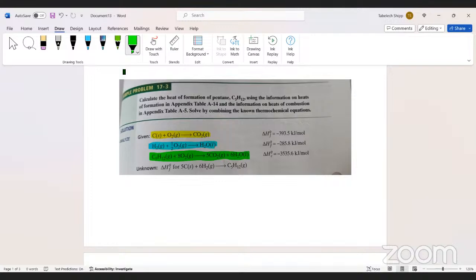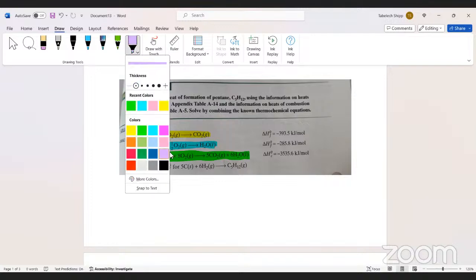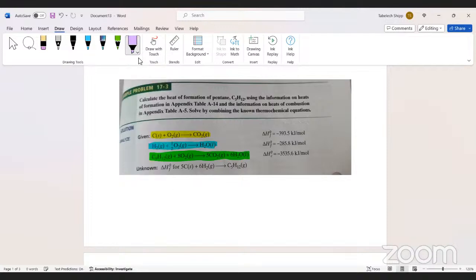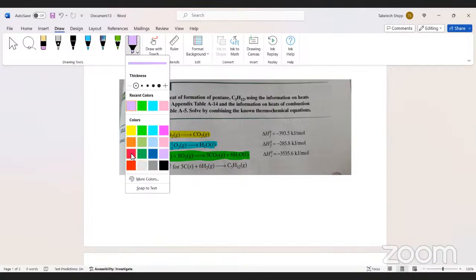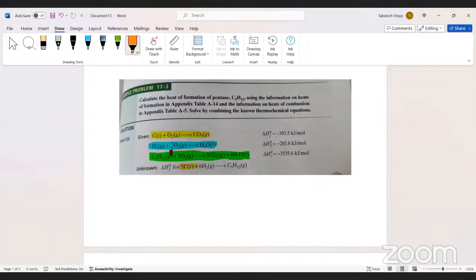So here's the thing, though. When you see these numbers, in order to get rid of those fractions and put the numbers that you need, you're going to have to use coefficients to do so. Now, I'm going to do it in orange, okay? So they want you to calculate the heat of formation based on the one that's in orange. So watch what I do.